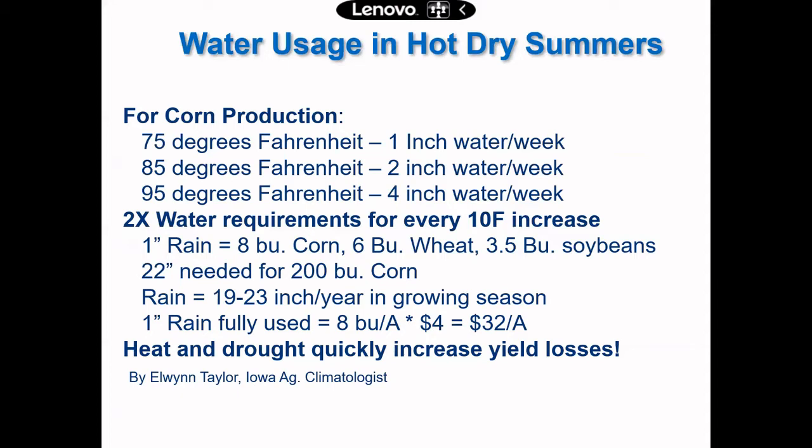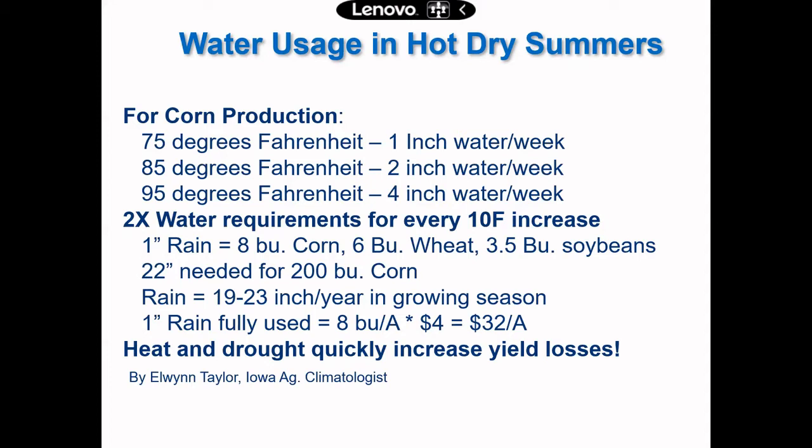Well, this can be very important, especially during hot, dry summers. This information comes from Dr. Elwyn Taylor. For corn production, if your soil temperature is 75 degrees, you need 1 acre-inch of water per week. Once that soil temperature gets up to 85 degrees, it doubles. You've got to go to 2 inches of water per week. And if it goes up another 10 degrees to 95 degrees, you need 4 acre-inches of water per week. So very simple relationship. You need 2 times the water requirement for every 10-degree increase in Fahrenheit in your soils.